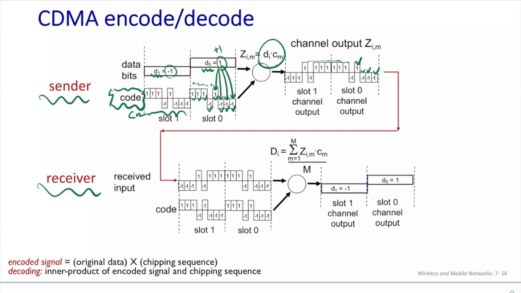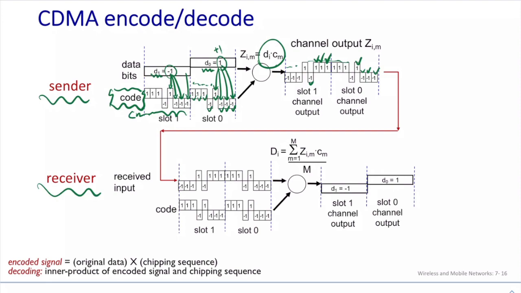The second bit: minus one times minus one, the answer is one, right? Minus one, minus one, one. Minus one, minus one, one. Minus one, one, minus one. And keep going. So that is exactly the bits you send in your channel.